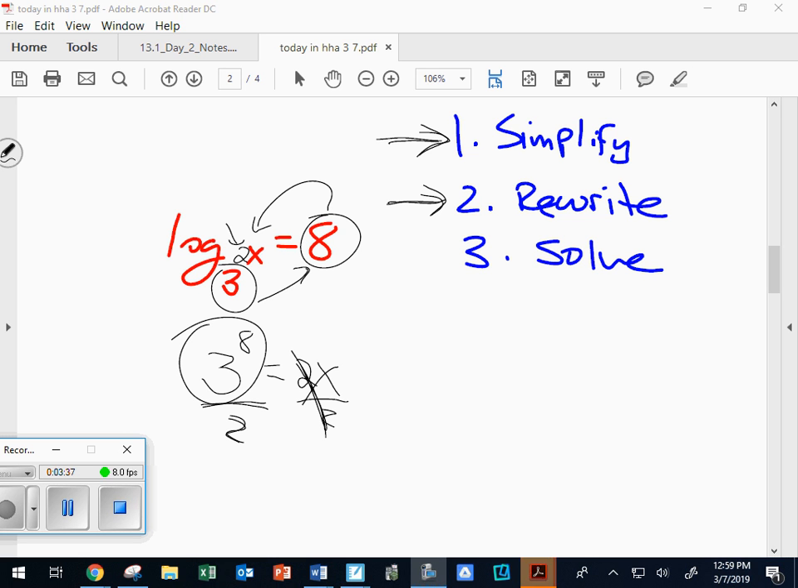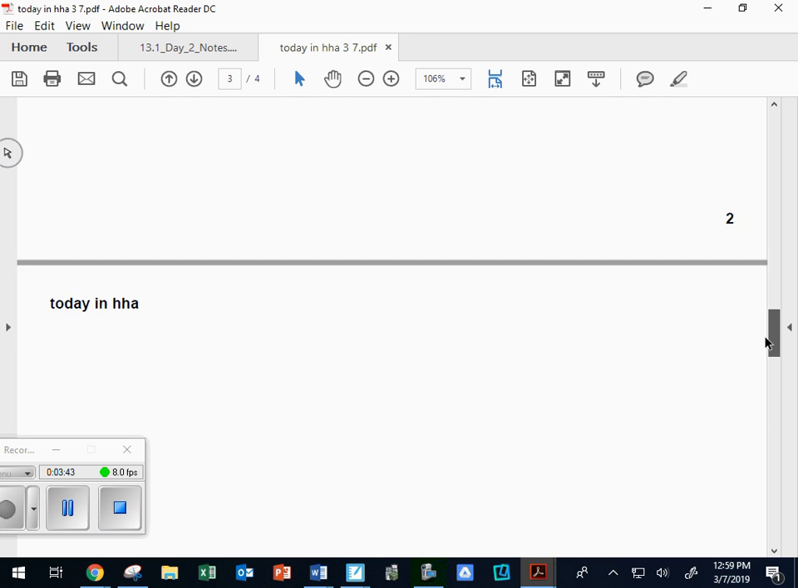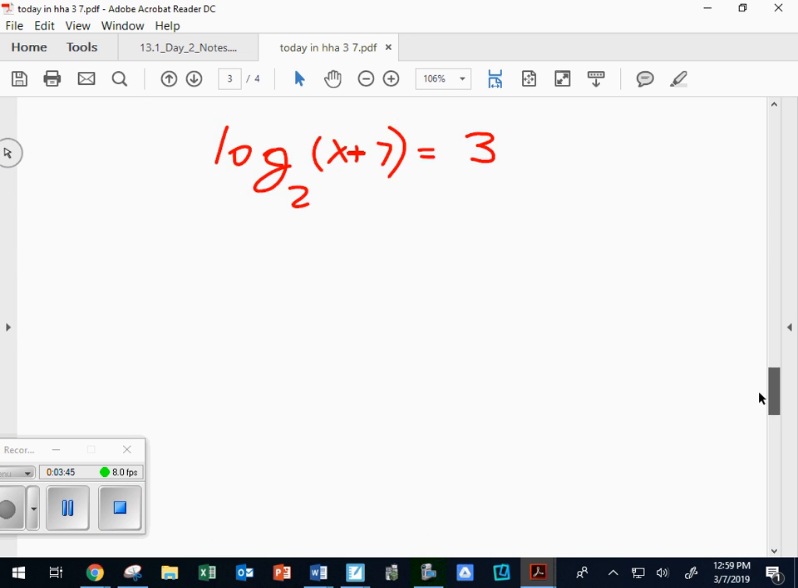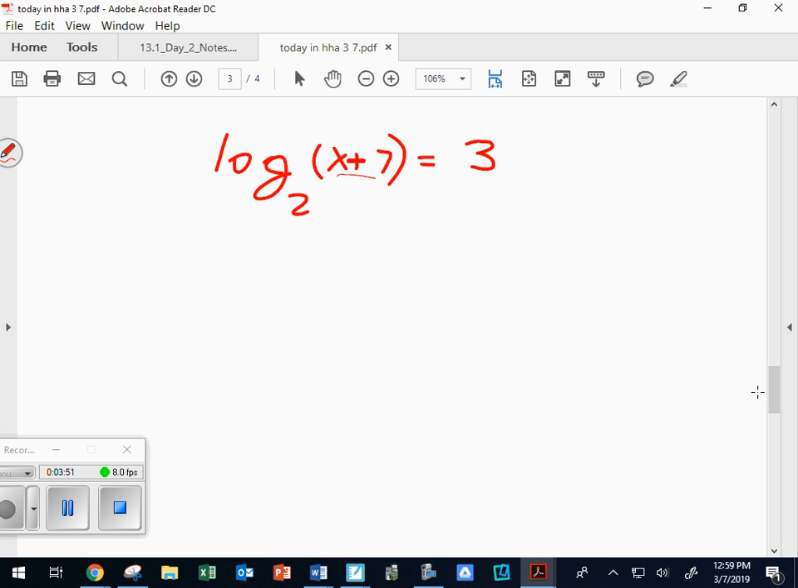All right, so that's a typical problem today. You start by simplifying, then you rewrite it, then you can solve it. All right, here's one more. Is there anything I can do to simplify it? Like if I could add x plus 7, I would. Or if there was like a times 7 here, I'd multiply the 7 times the 3. But there's nothing I can do to simplify this. So what's step 2? Rewrite it. Everybody rewrite that. Hint, start with the base.